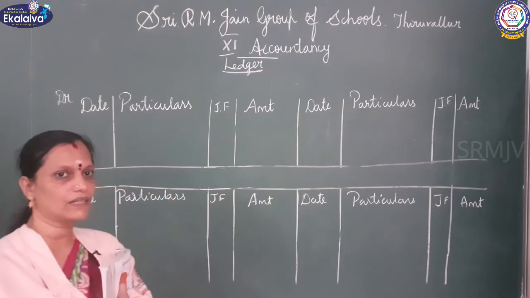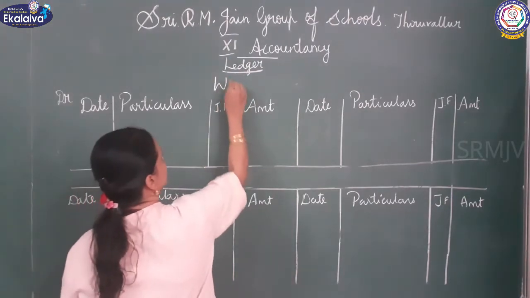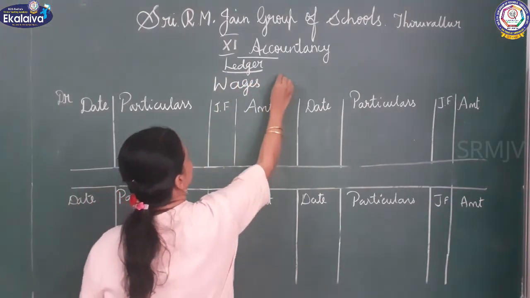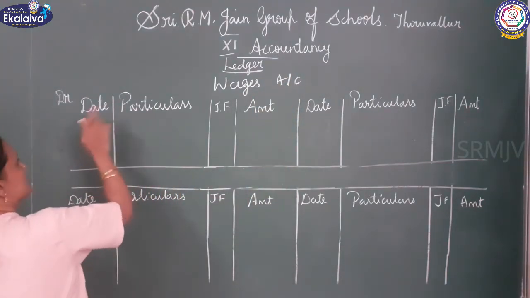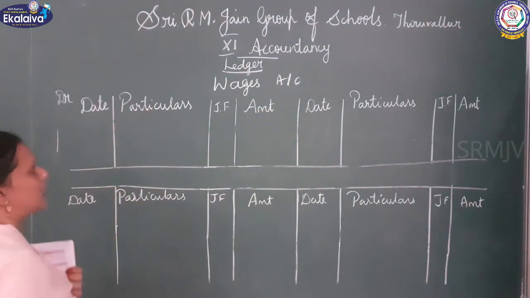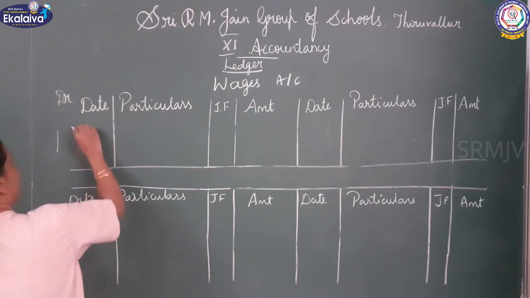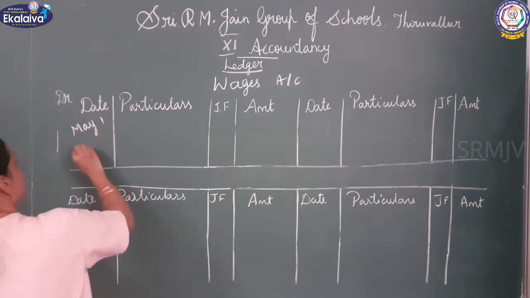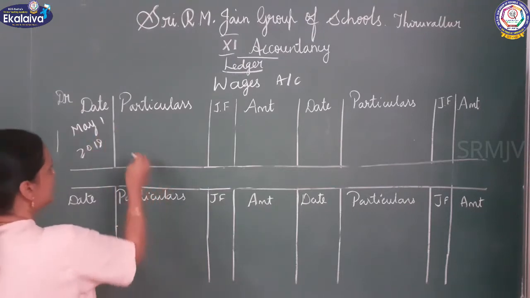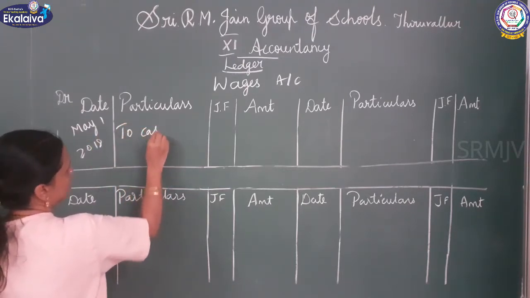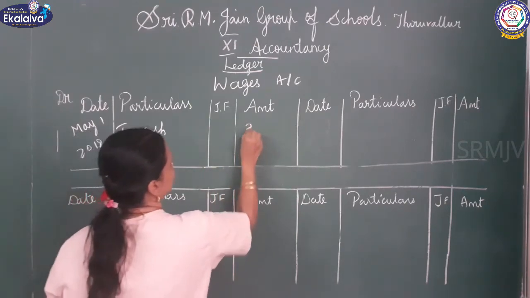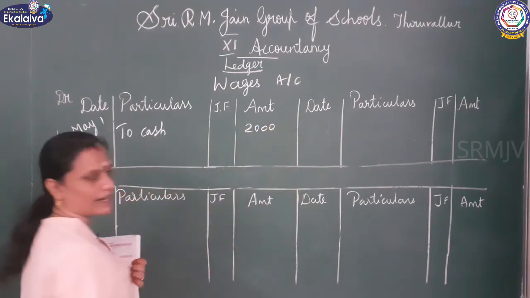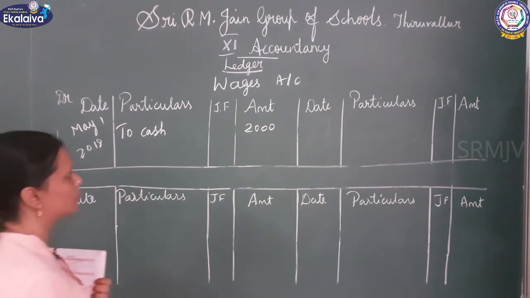Next we have to enter wages. Okay, so wages account we have to open. Wages account, wages is also an expenses, isn't it? So wages account debtor to cash account, isn't it? So May 1st 2018 to cash. How much? Wages 2,000, isn't it? So 2,000 rupees you have to write here. Okay, and then what we should do, no?